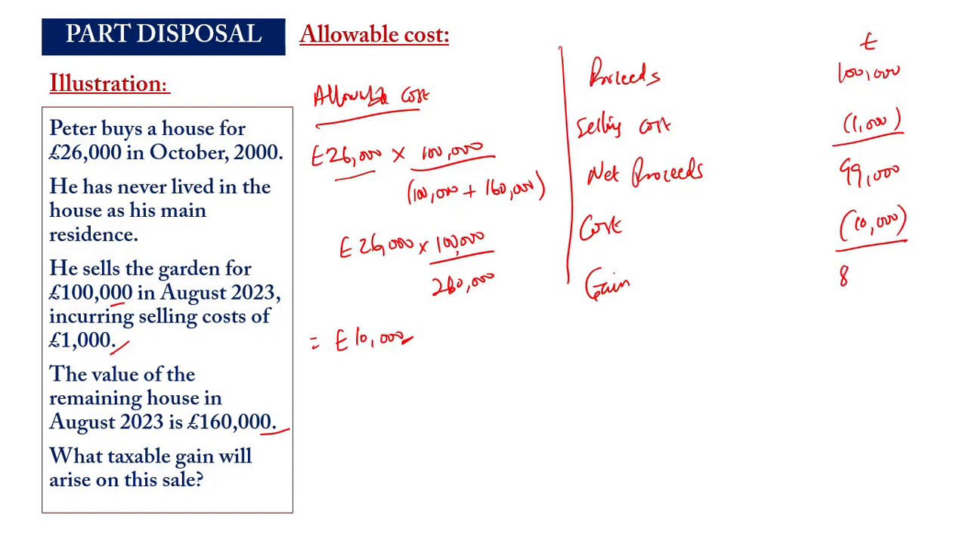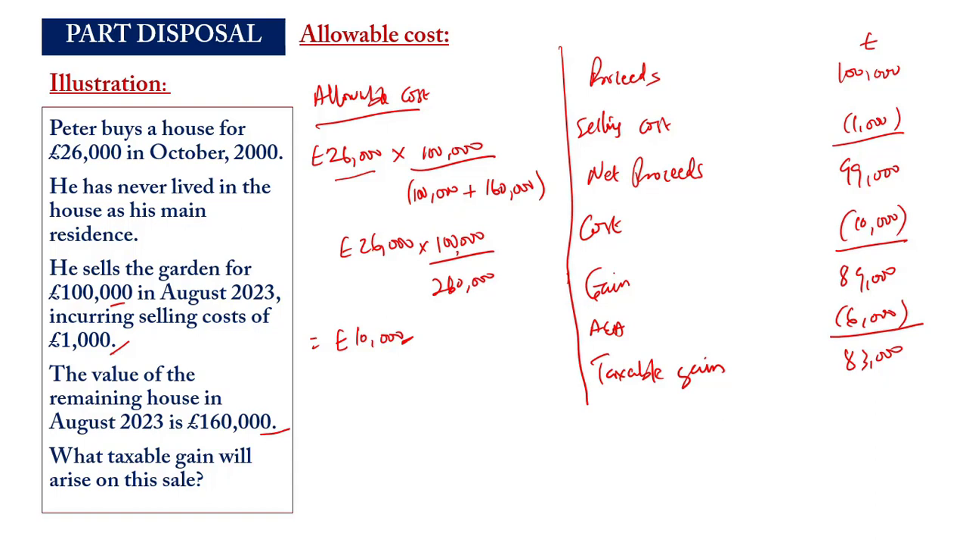That will give us the gain of £89,000. Then we less annual exempt allowance, £6,000. That will give us £83,000. So this is the taxable gain. So that's what the question is asking from us.